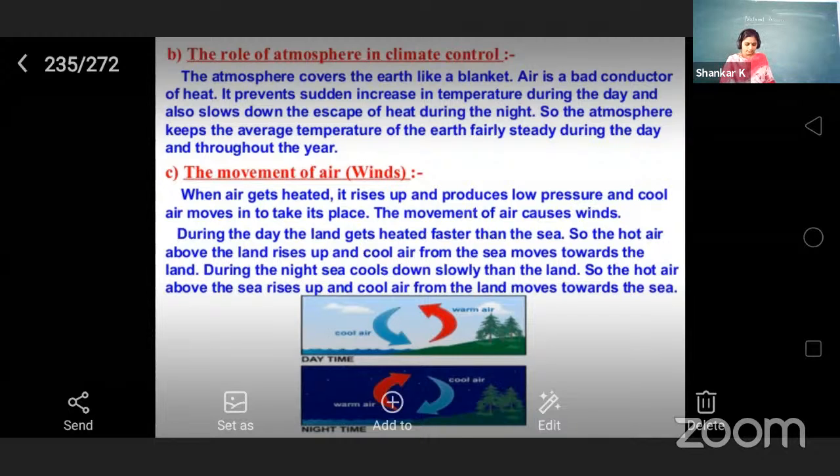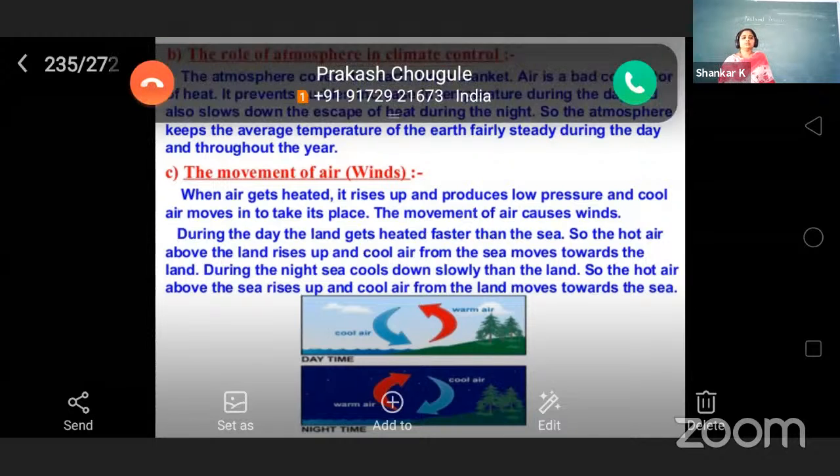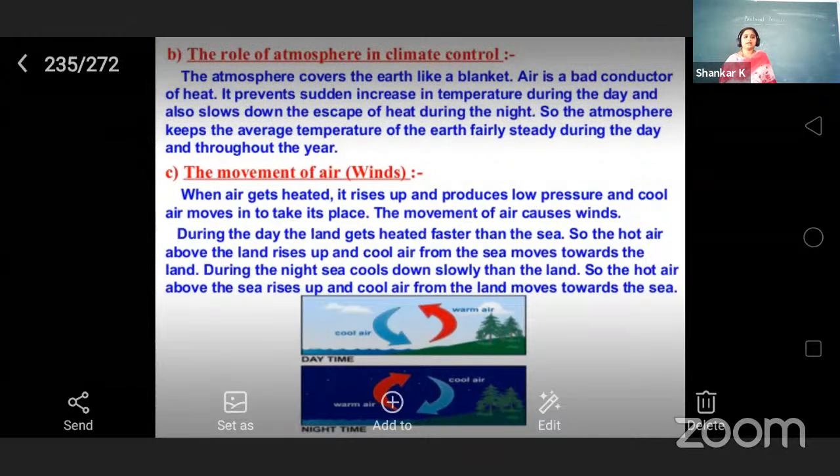So the air above the land rises up and cool air from the sea moves towards the land. During the night, the sea cools more slowly than the land. So the hot air above the sea rises up and cool air from the land moves towards the sea.